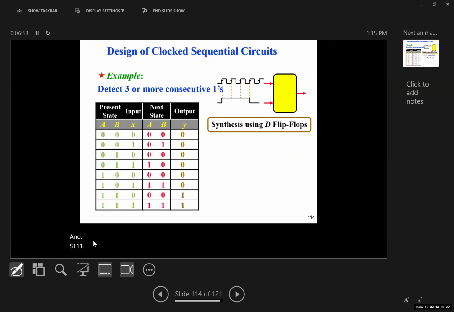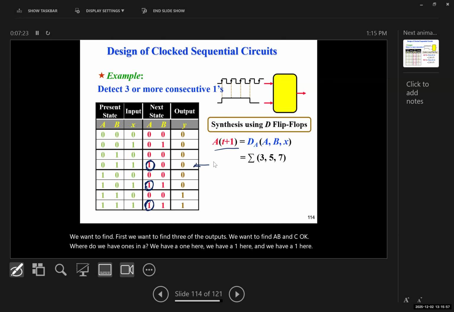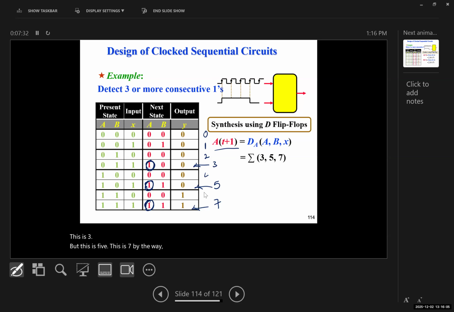Now, if we want to synthesize using a D flip-flop, by the way, there's a small typo here. This Y should be 0. We want to find first, we want to find the 3 outputs. We want to find A, B, and C, okay? Where do we have 1s in A? We have a 1 here, a 1 here, and a 1 here. This is 3, this is 5, this is 7. By the way, 0, 1, 2, 3, 4, 5, 6, 7.